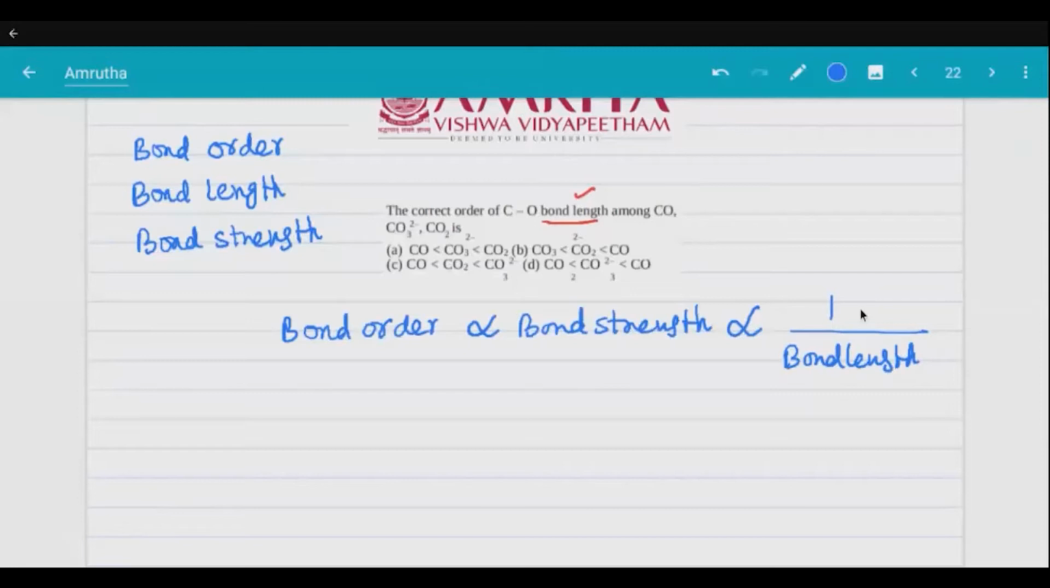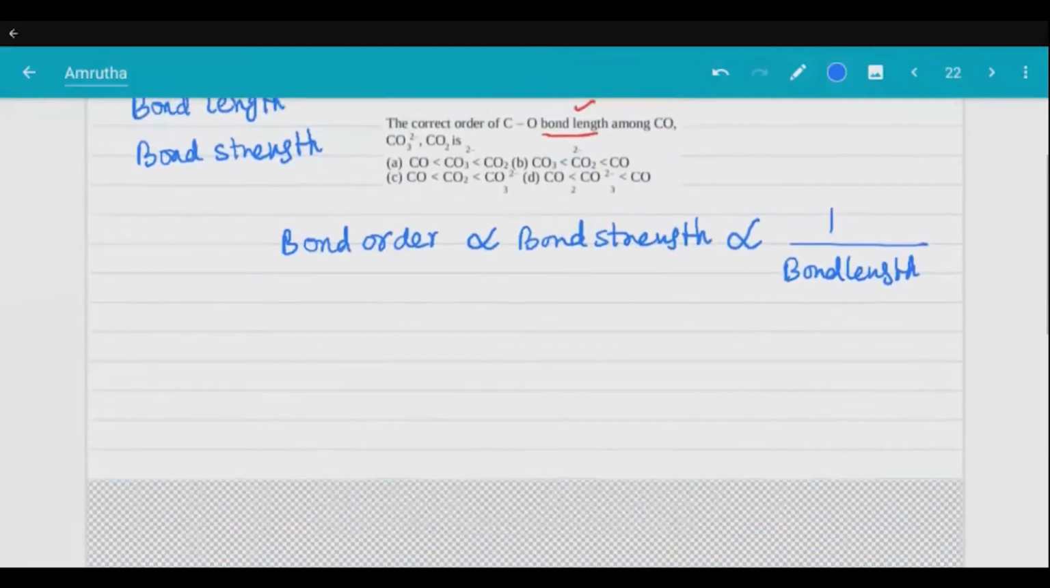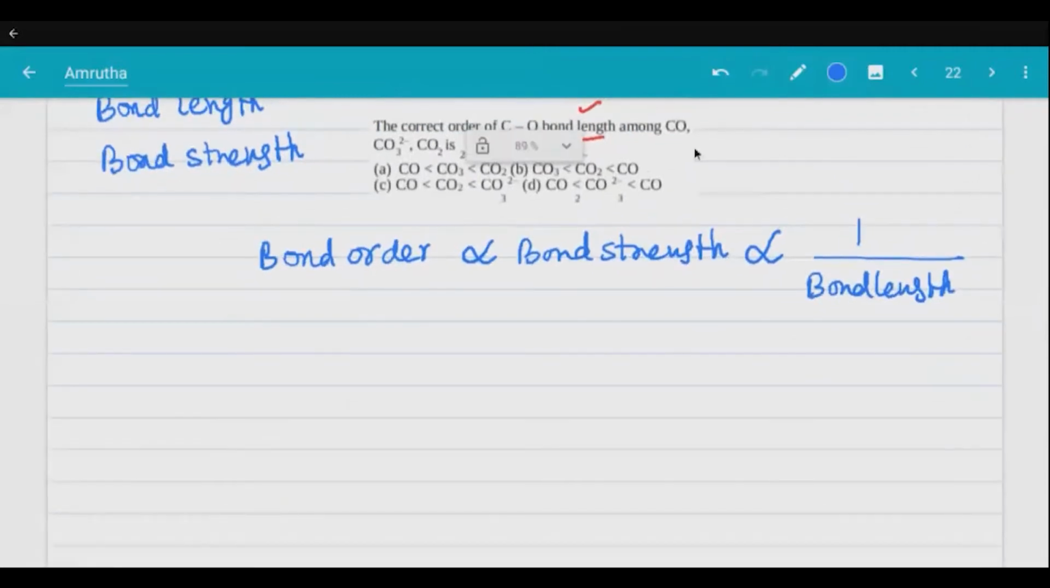That means with more attractions, what will happen? Atoms will come very close. Yes or no? Atoms will come very close. So the bond length, the distance between them, is less. Now, which is correct? Let us first find what the bond order is between this carbon and oxygen.